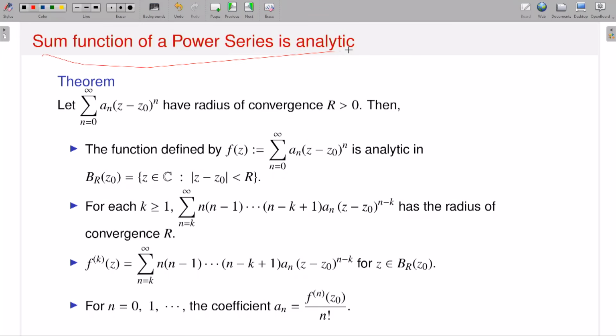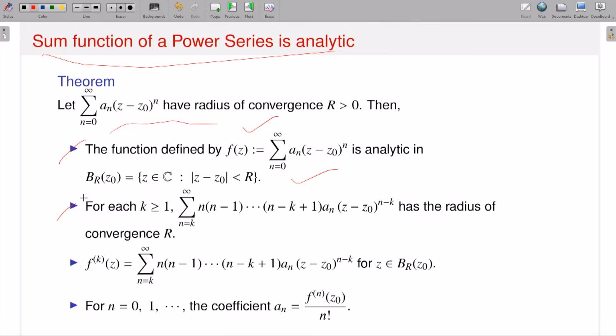Okay, so that's the theorem I discussed in my last lecture. Suppose you have a power series around the point z naught. Suppose the radius of convergence of this power series is r. Then if I define my sum function f of z, the first observation is that this is an analytic function on the domain of convergence. That means it is analytic on a ball of center z naught and radius r.